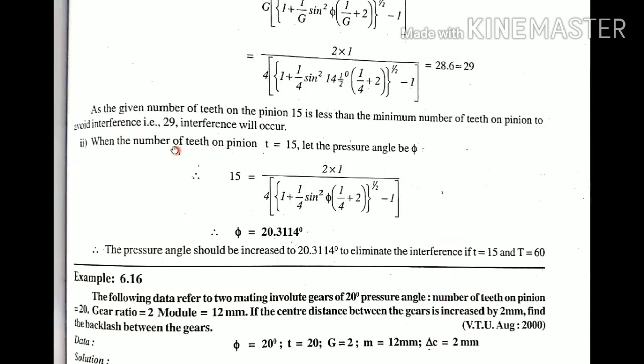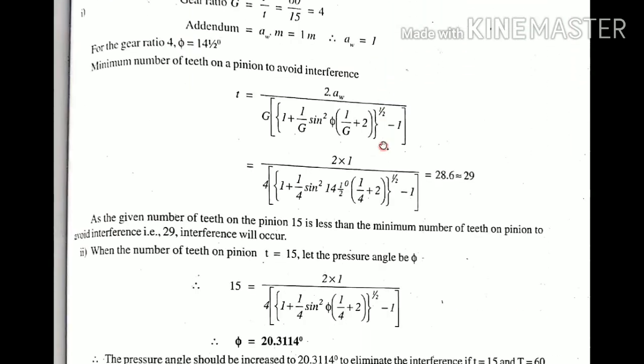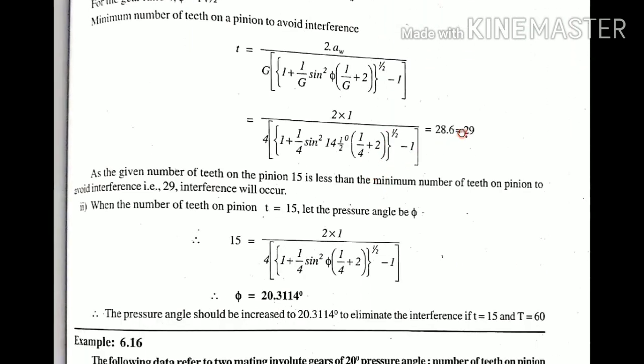Next, the second question: when the number of teeth on the pinion t is equal to 15, find the pressure angle. The question they have given is, should the pressure angle be increased to eliminate the interference? From this we understand that there is going to be interference. So in order to avoid this, I don't want to increase the number of teeth, but can I change the pressure angle? Let me see. To avoid that, what may be the pressure angle? Let's keep the teeth on the pinion at 15 only.